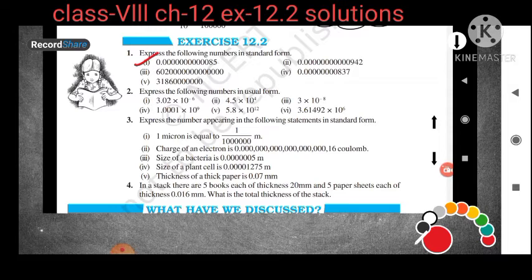Now here you can see how many zeros are there: 1 2 3 4 5 6 7 8 9 10 11. There are 11 zeros, isn't it? Total there are 11 zeros. So if you are writing and you miss out one zero, it will be a mistake, isn't it? So there is a standard form to write it.